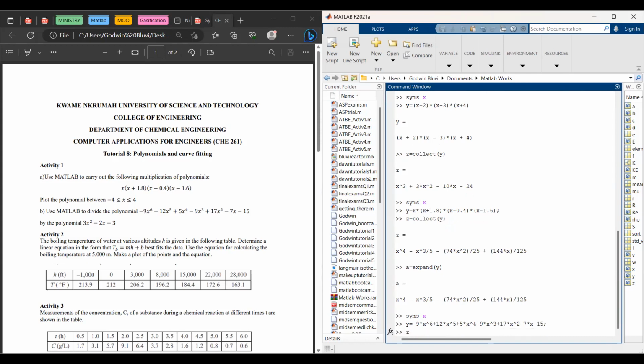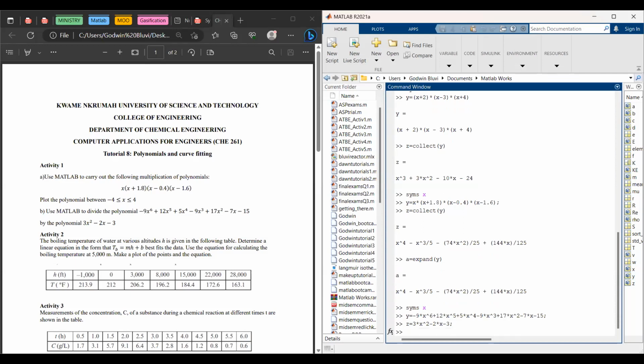Then z is equal to 3x squared minus 2x minus 3. Right? Okay, that's fine. Suppress this too. So let's say s. S will be equal to what? Simplify what?